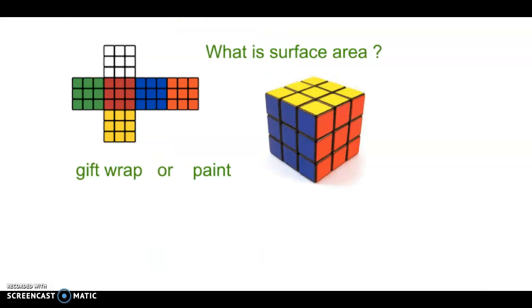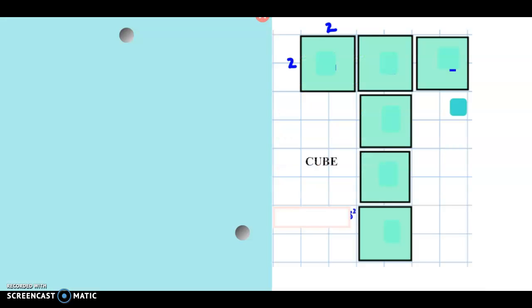Now a quick overview of surface area. Surface area is exactly what it sounds like, the area of the outside surface. So I think of it like gift wrap or paint. So how much paint would you need if you wanted to paint this cube? So here's an example of a cube net, and now we're going to find the surface area.